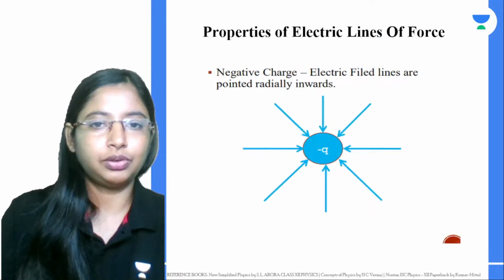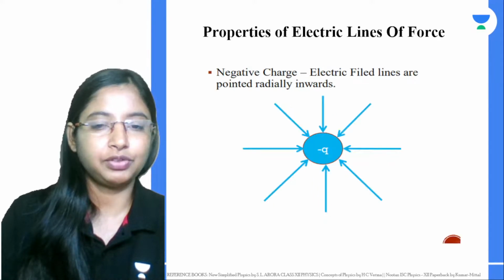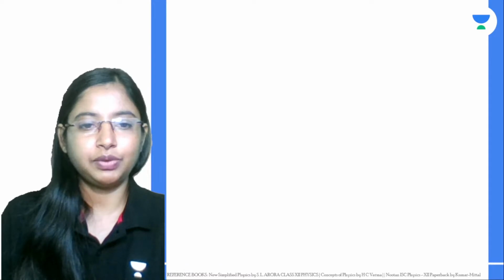Positive charges always have their field lines directed outwards. Negative charges always have their field lines directed inwards. And with that, we are coming towards the end of the class.